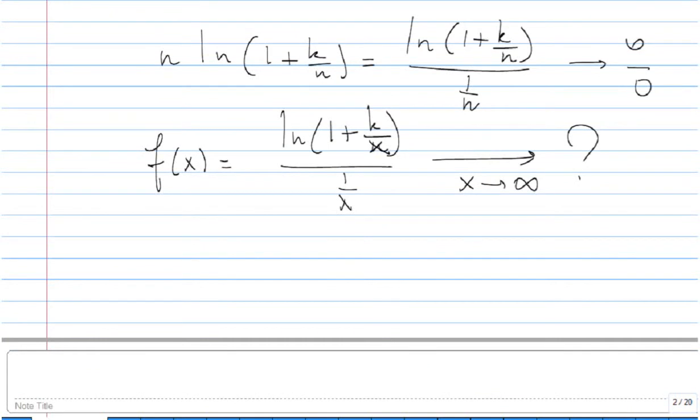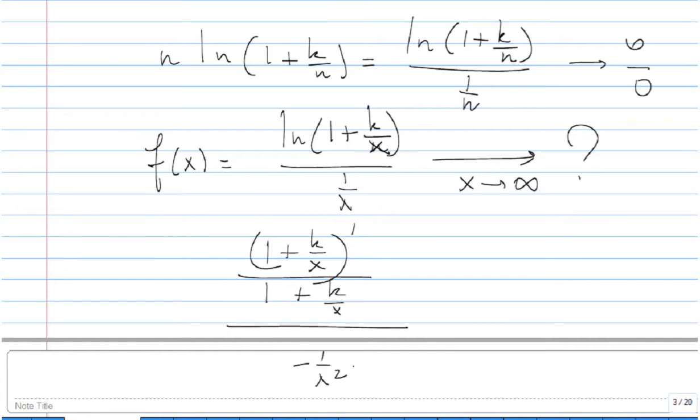So the limit will be, we're going to take the derivative of the top. It's ln of u, and therefore we have to use u prime over u. So we have the derivative of (1 + k/x) over (1 + k/x), over the derivative of the bottom, which is minus 1 over x squared. The top derivative is minus k over x squared. So be careful about the derivatives. That's the derivative of the top over the derivative of the bottom.